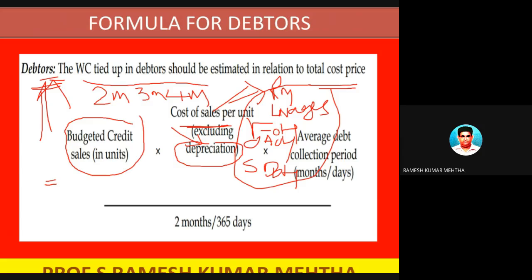In this case, the debtor tells us that they would require 2 months to pay the outstanding amount from the date of sale. So in this case it is 2 months, divided by here it is 12. Sorry, so 360 days or 52 weeks or 12 months or 365 days. We will see how to derive this formula.